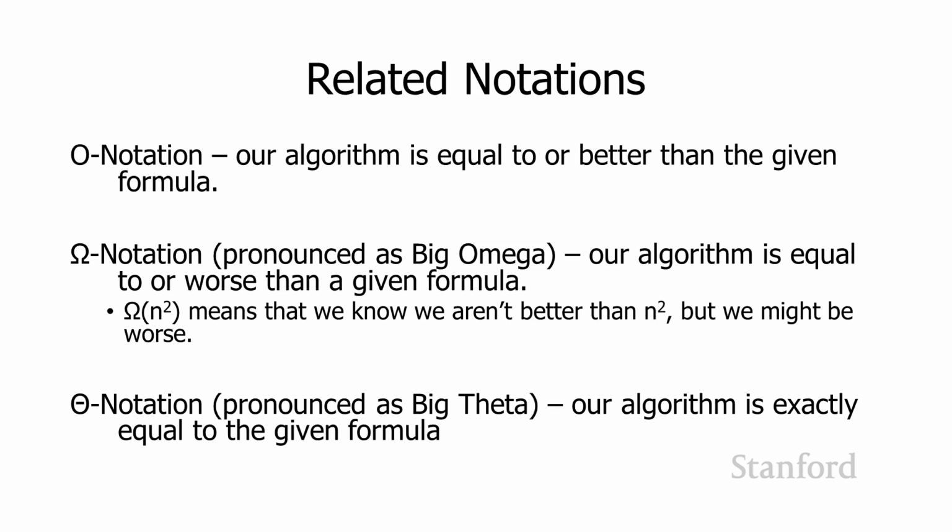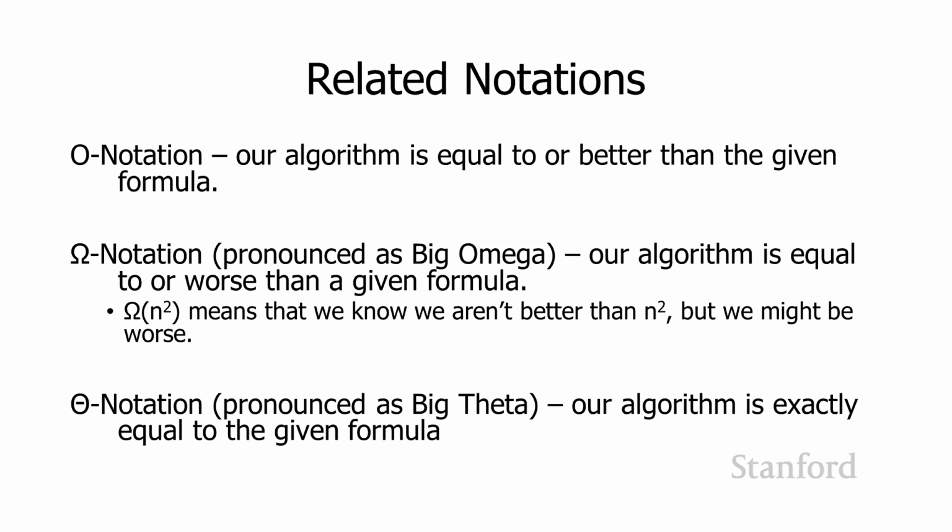Okay, so we've been talking about O notation. That's actually the most common way to talk about these algorithms. And as we've seen, O notation says our algorithm is equal to or better than the given notation. So if I say it's O of n squared, that means it's no worse than n squared, and it might actually be a bit better than n squared. There's also big omega notation, and that means our algorithm is equal to or worse than a given formula. So, if I say something is big omega n squared, that means we know we aren't better than n squared, but we actually might be worse. And then there's big theta notation, which means our algorithm is exactly equal to the given formula.